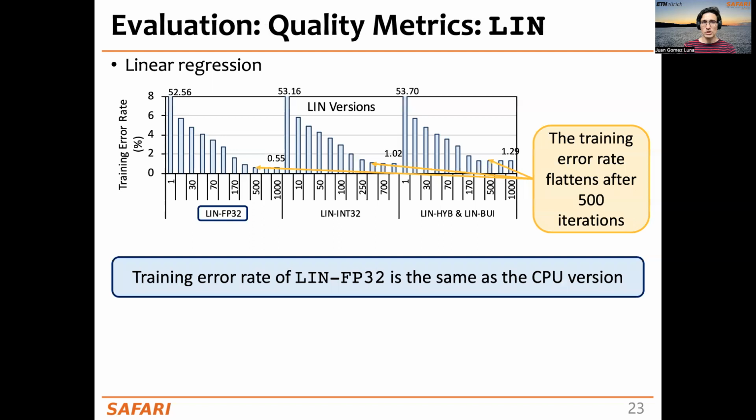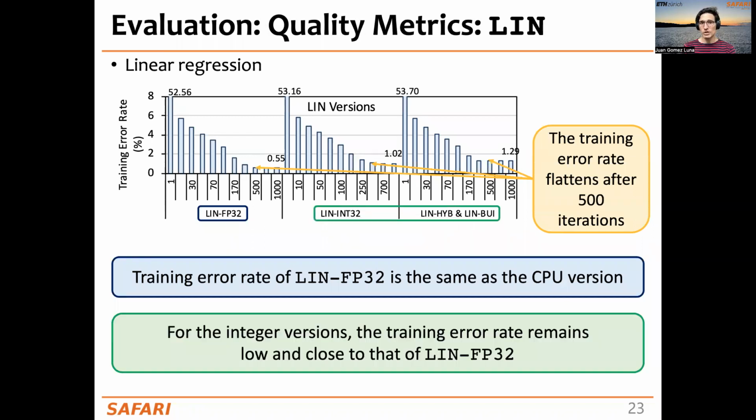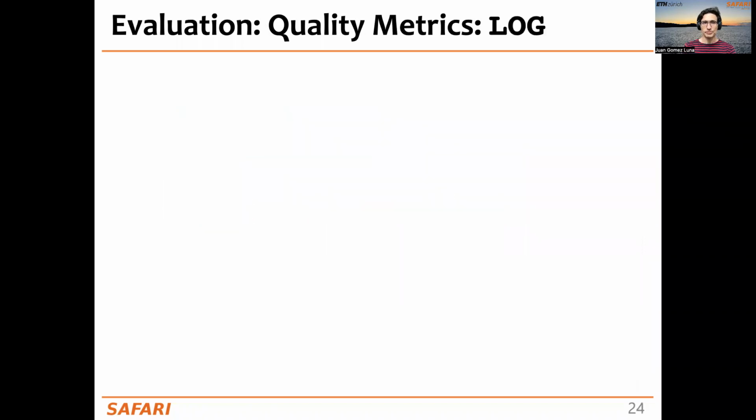The first observation is that the training error rate of the 32-bit floating point version is the same as the CPU version, as we could expect. And for the integer versions, the training error rate remains low and close to that of the 32-bit floating point version, as we can see in the plot.